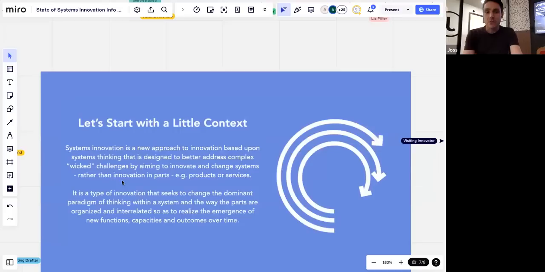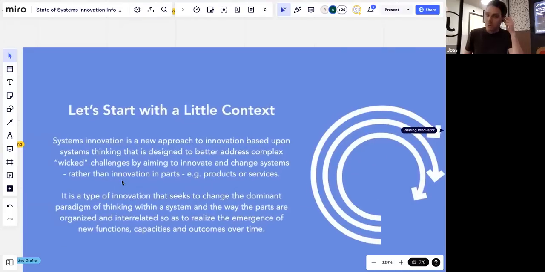So firstly, what do we mean by systems innovation? It's an approach to innovation based upon systems thinking that's designed to better address complex, wicked challenges by aiming to innovate and change systems rather than innovation in individual products and services.